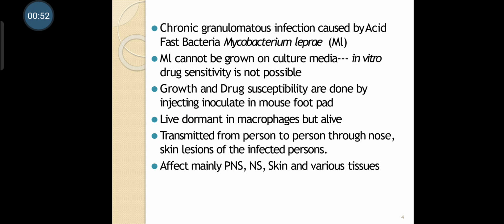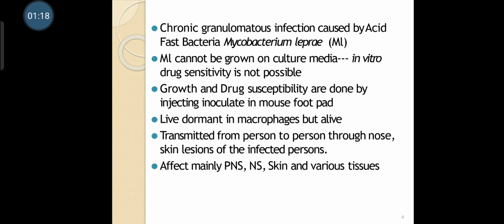The major causative organism of this bacterial infection, leprosy, causes a chronic granulomatous infection, and the causative organism is the acid fast bacteria called Mycobacterium leprae. So the causative microorganism which is causing leprosy is Mycobacterium leprae or ML.